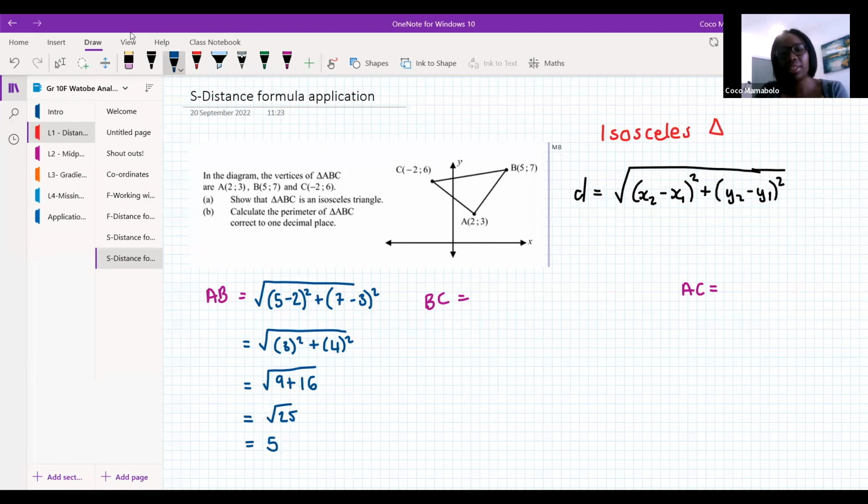For those of you who said AB is 5, well done. Let's work out the others. BC is 5 root 2. Okay, I see how your calculator would do that. That's about correct, but I think we need to go the long way for that one.